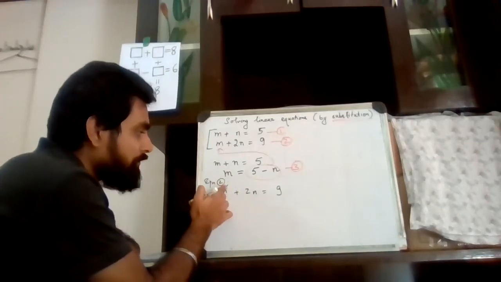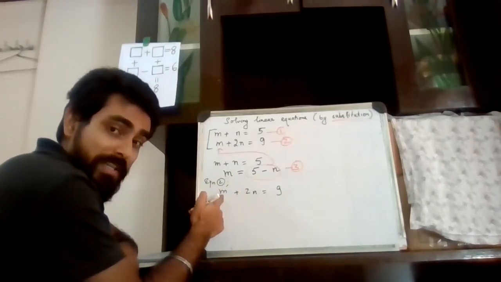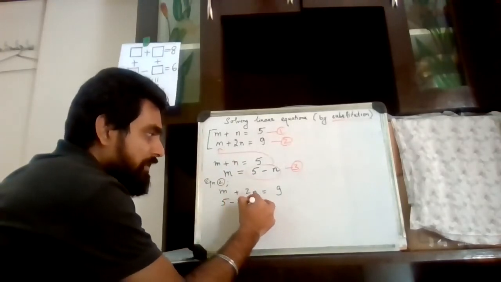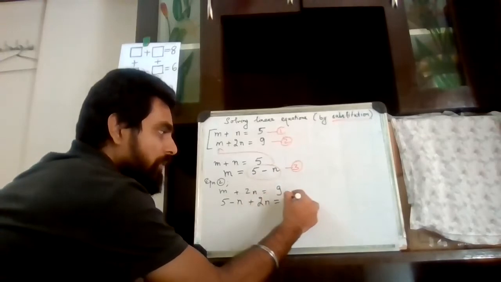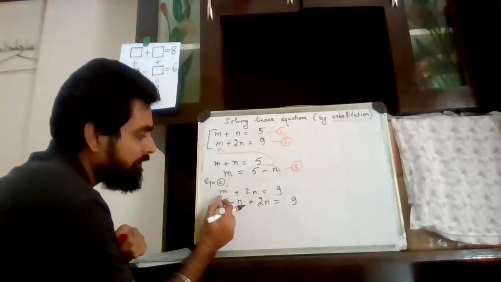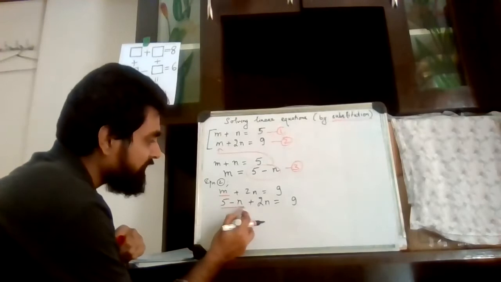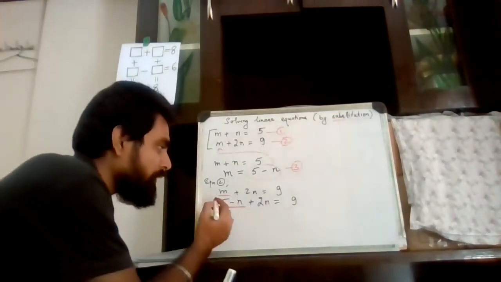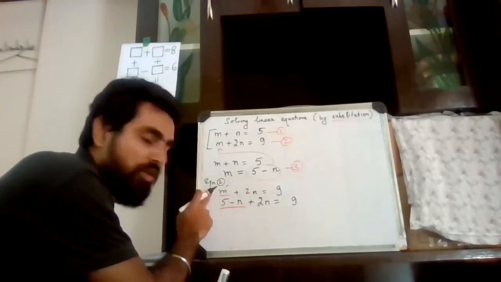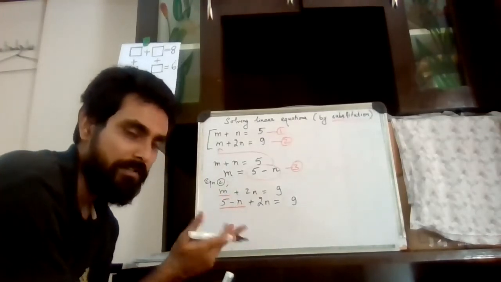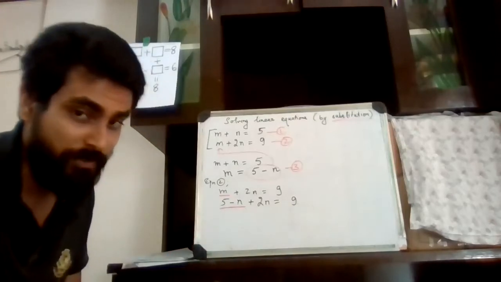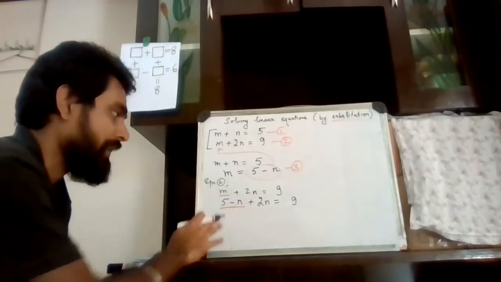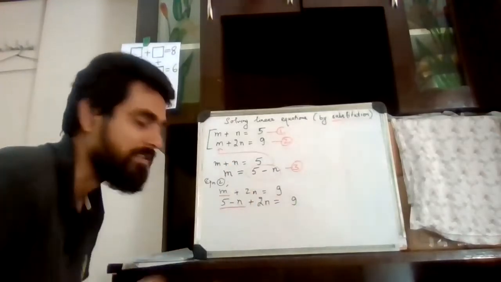In this equation, I'm going to put the value of m, what I got from 1. So 5 minus n plus 2n is equal to 9. In place of m, as you can see, I've put 5 minus n. Are we good? I hope it's very clear to you. I did not put a bracket since there is no coefficient outside it. If there was a coefficient, I would have put the bracket because I would have needed to multiply with it. Here the coefficient is 1, so I don't put the bracket. So I got 5 minus n plus 2n is equal to 9.